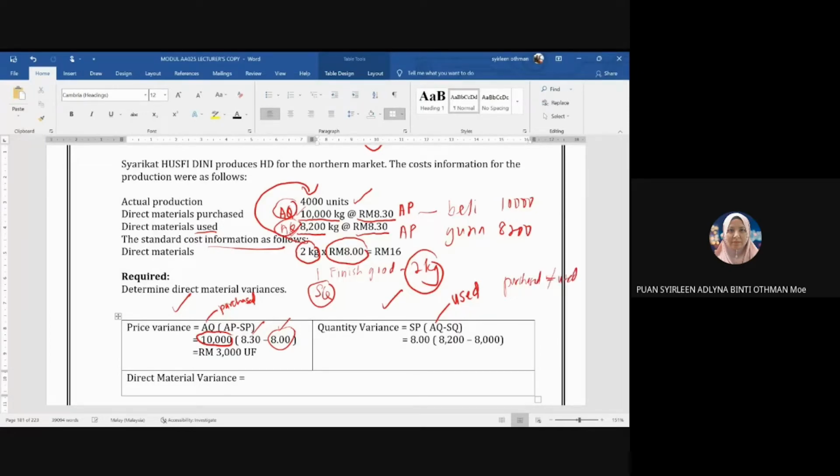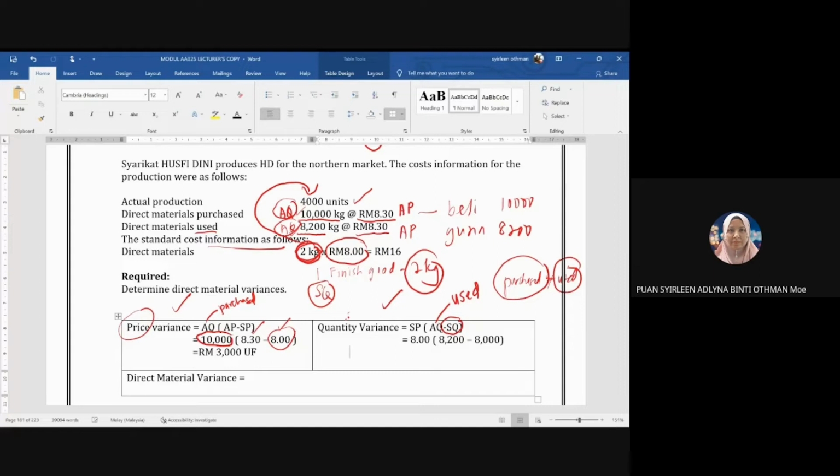So, untuk quantity variance, saya akan guna use. Untuk price variance, saya akan guna purchase unit. Okay, so my actual quantity dekat sini is not 10,000. Ya, tak boleh tarik lah figure ni. Tapi saya guna 8,200. Okay, my standard quantity is still the same, which is 2 kg tadi.